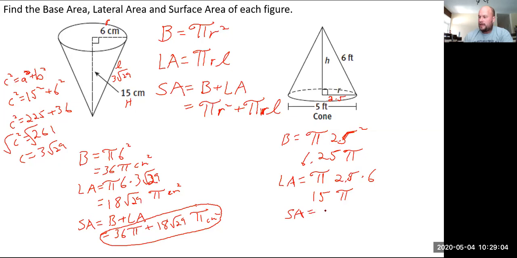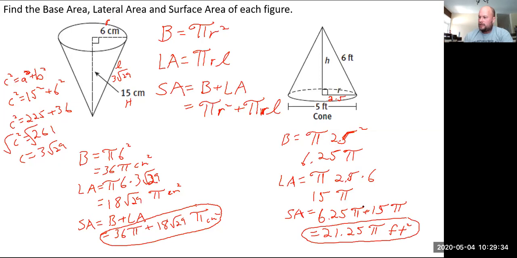Now, since we don't have a radical on either of these this time, and we only have pi at the end, these two can be considered like terms. So we could go ahead and add those values in front of pi together, and you'd have 21.25 pi. And that'd be a good answer in terms of pi. And all of these were in square feet because they're all area, and the units on this problem were feet. So again, all of these are in feet squared.